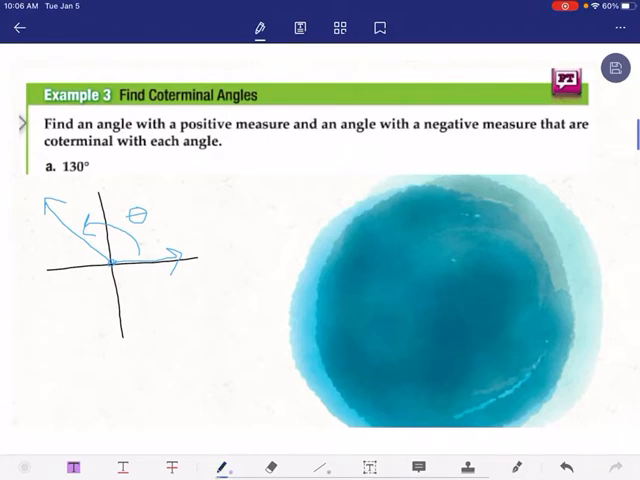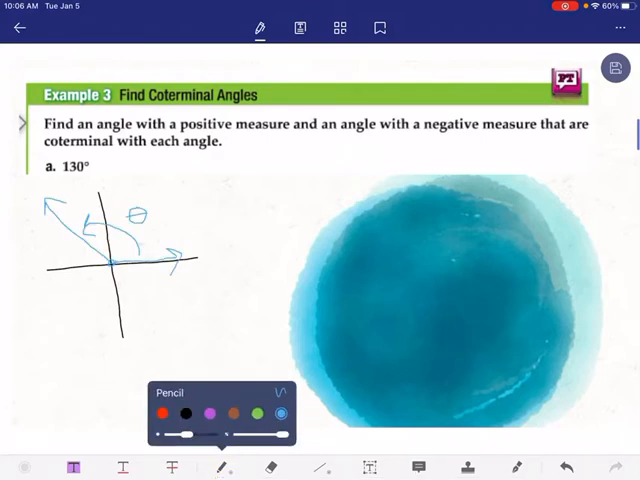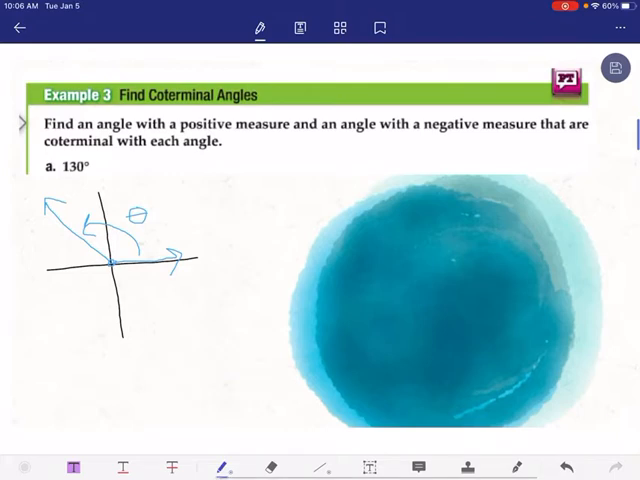However, notice that in order to find a coterminal angle, one of the easiest ways is, instead of going counterclockwise, we would go clockwise. So basically finding this other portion. Now hopefully we also recall from geometry that a full circle rotation would be 360 degrees.